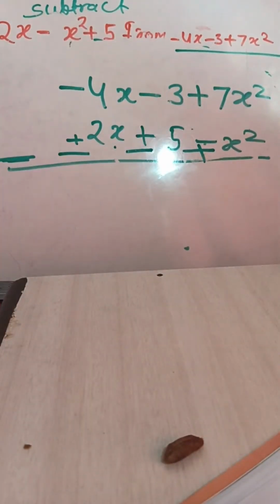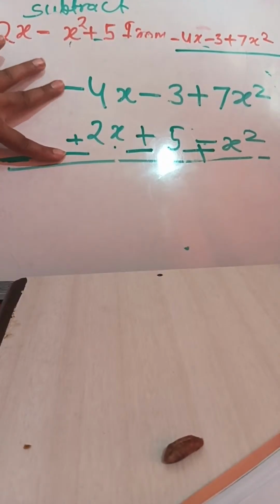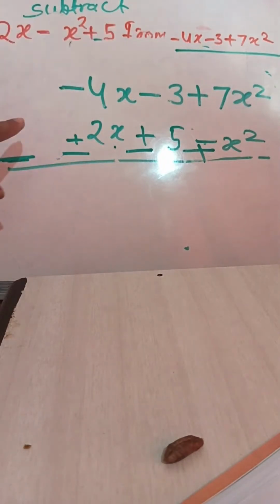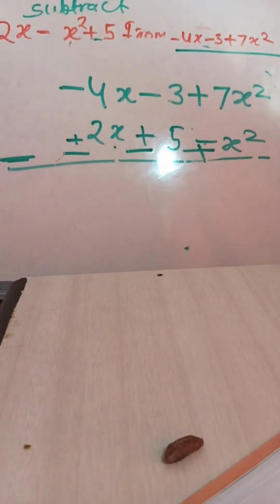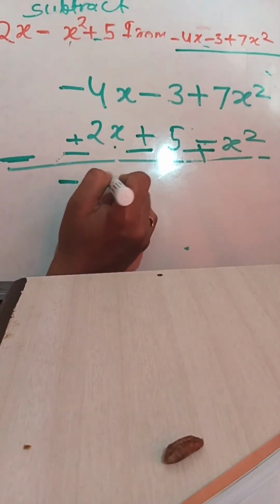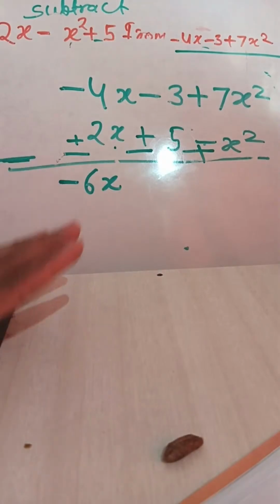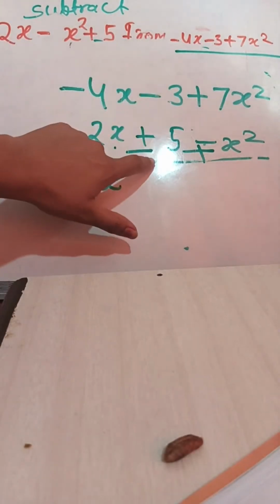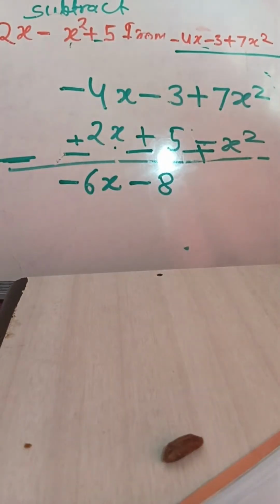Now we'll perform the operation on the basis of the new signs. Here we have minus 4x and we consider minus 2x. Minus 4x and minus 2x, what will happen? It comes minus 6x. Both of the numbers are minus, so we add the numbers and just put the minus sign: minus 6x. Now minus 3 and minus 5. What comes here? Minus 8.